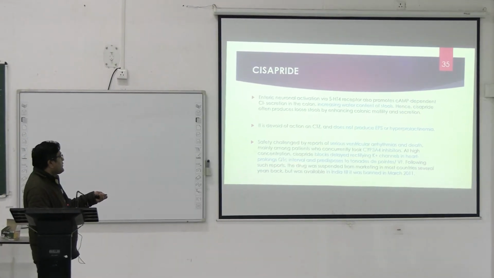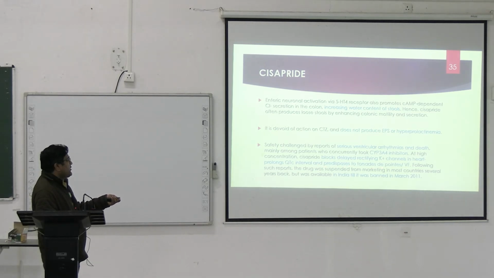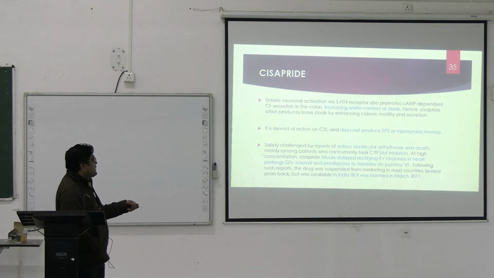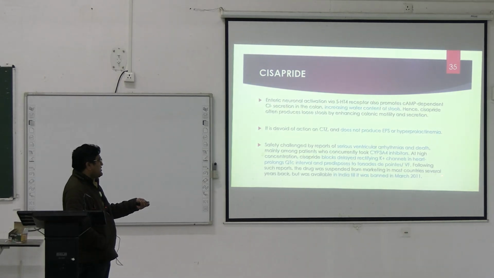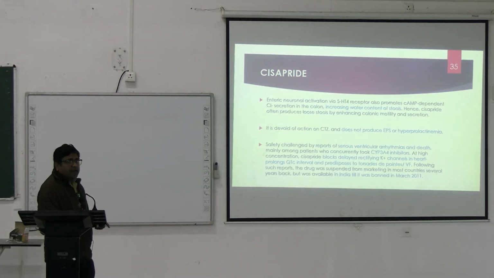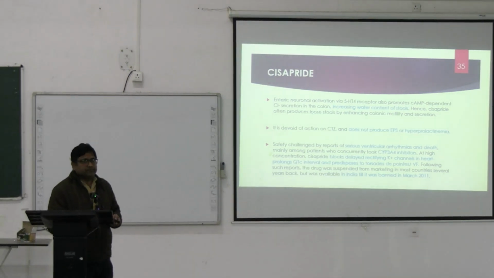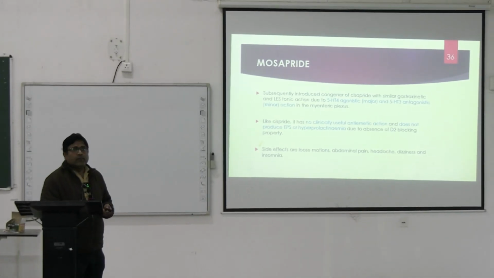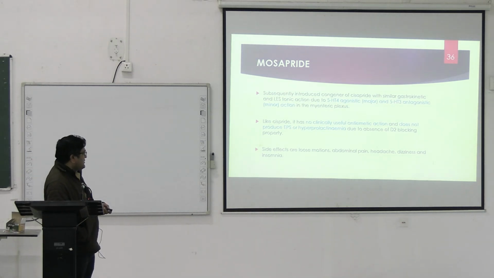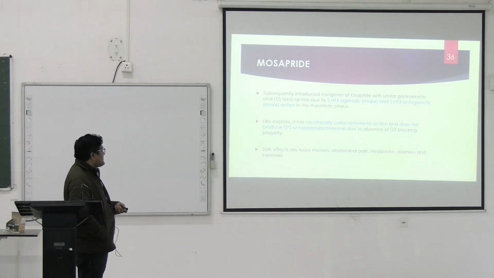It blocks the delayed rectifying potassium channel in heart, prolonging QTc interval and predisposes to torsades de pointes or VF. Following such reports, the drug was suspended from marketing in most countries several years back, but was available in India till it was banned in March 2011. Now coming to the next drug, mosapride. It's a congener of cisapride with similar gastrokinetic and allied action due to 5-HT4 agonistic and 5-HT3 antagonistic action.